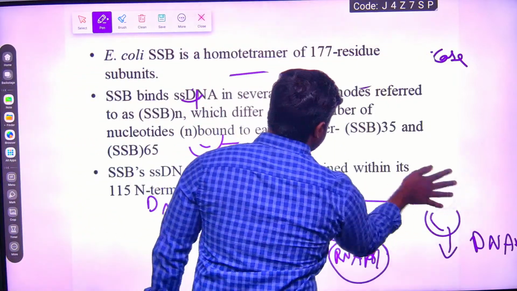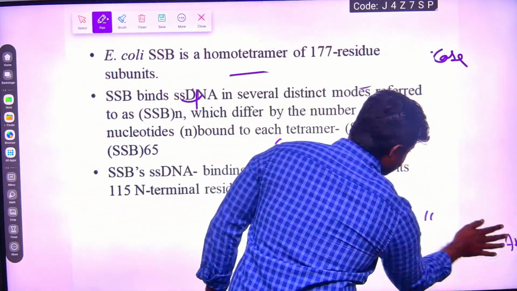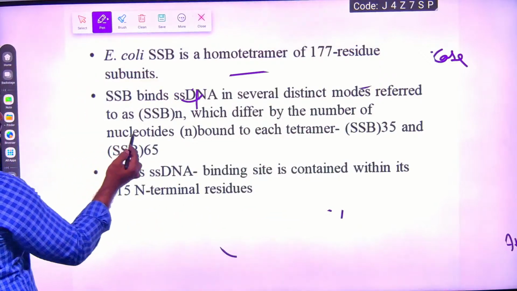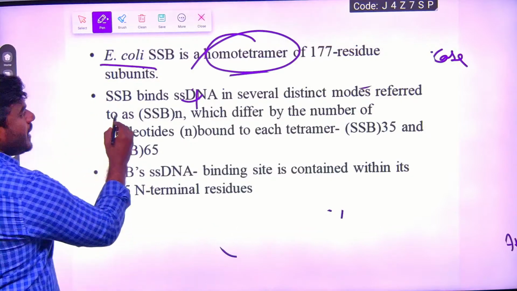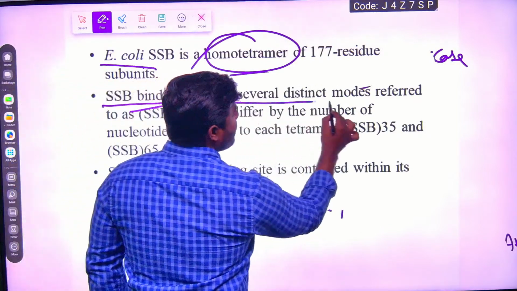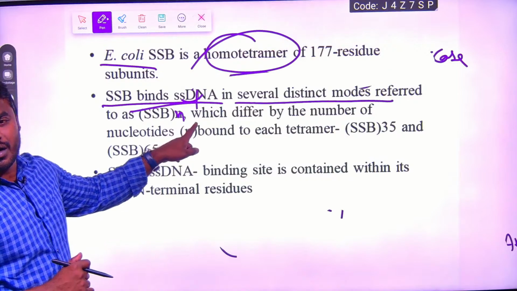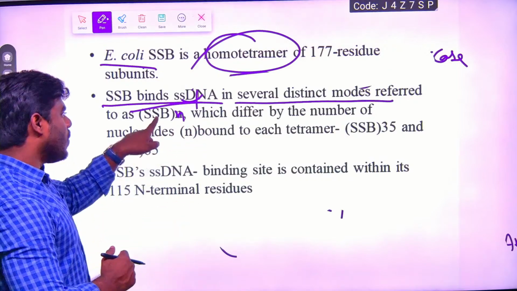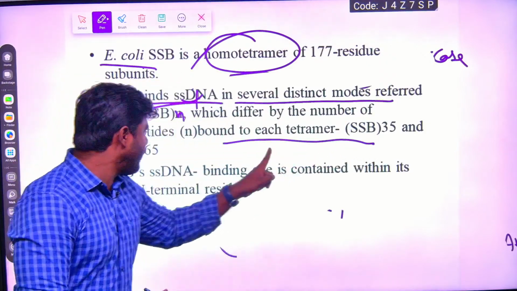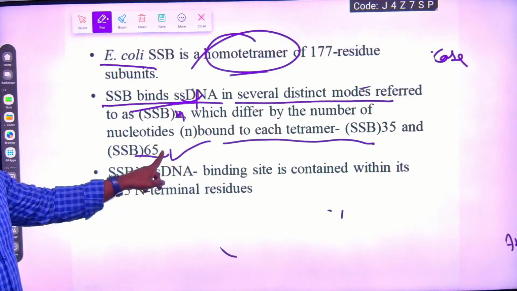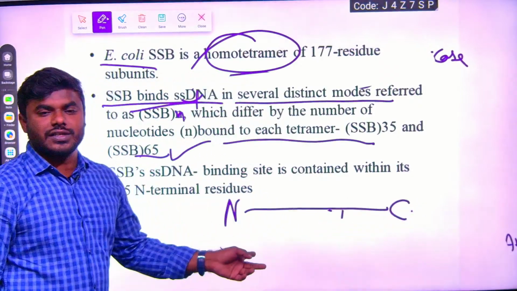Now, what about the SSB? It's very simple. So, listen. E. coli SSB is a homotetramer. That's an important statement. SSB binds to the single-stranded DNA in several distinct modes referred to as SSBN. N represents number. So, all are not going at a time. One will attach, one provides the binding site to another. Like that, a minimum of 35 to 65 SSBs will be associated. Only SSB has an N-terminal as well as a C-terminal domain.